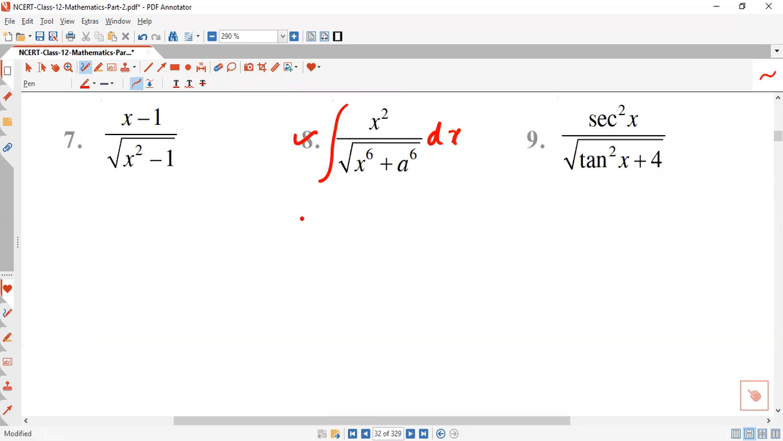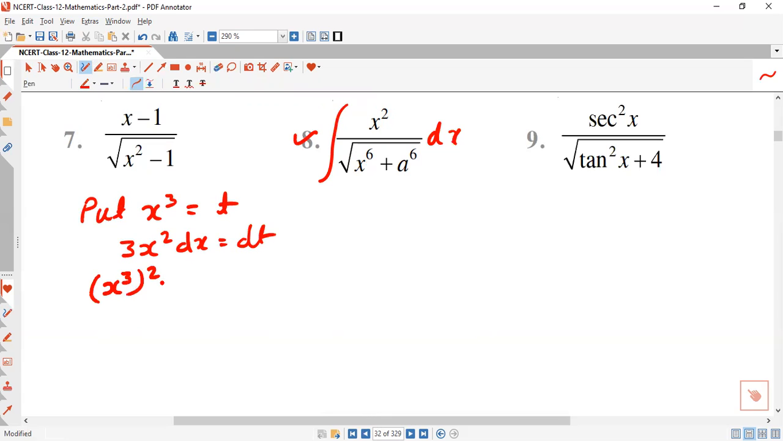So I will say that here x square can be removed if we take x cube. Put x cube equal to t. We are getting 3x square dx equal to dt. So the numerator will be removed, and x cube whole square, x power 6, becomes t square, and a raised to 6, which is a cube square. So simplify this equation. x square dx becomes dt by 3.